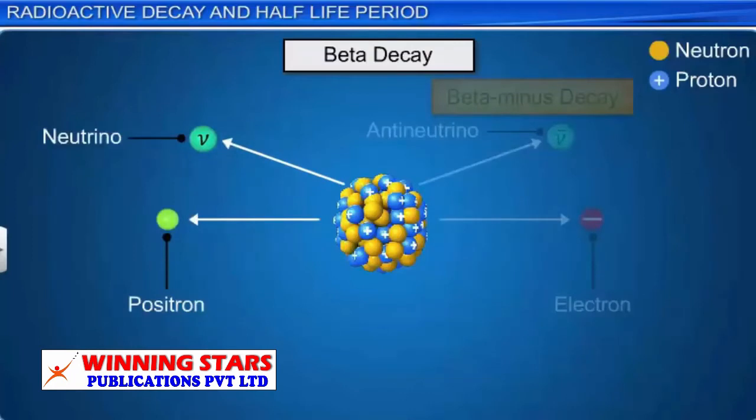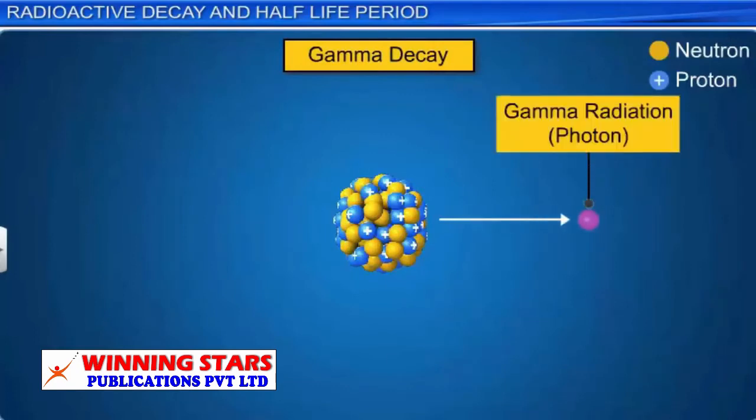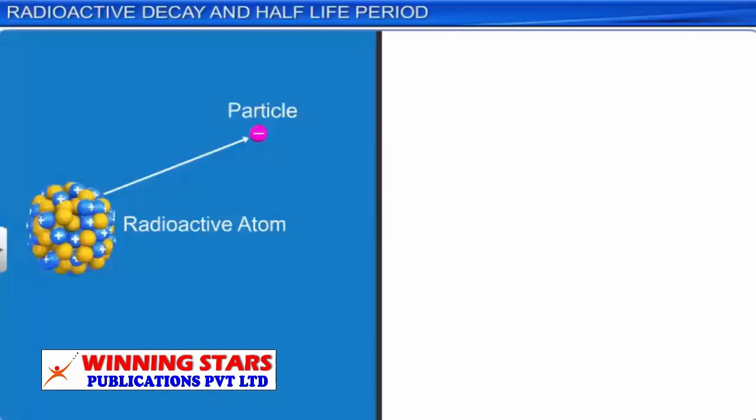In gamma decay, the radioactive nucleus emits a high-energy photon. A detailed study of alpha decay, beta decay, and gamma decay will be taken up later. Let us first derive a relation for the rate of radioactive decay.